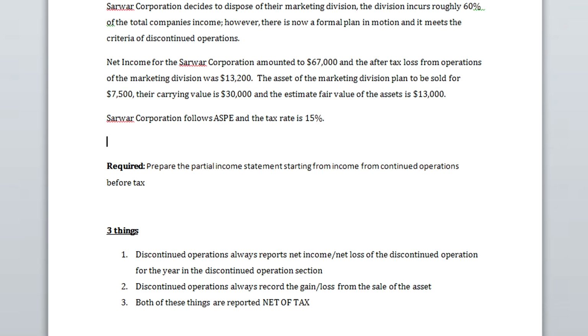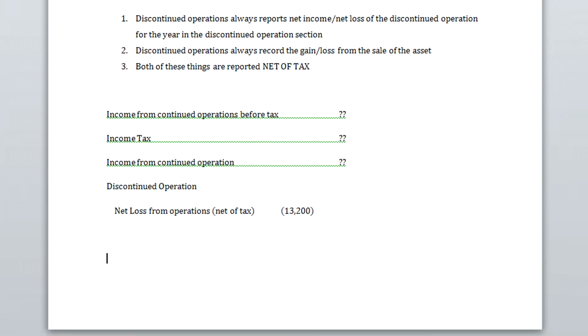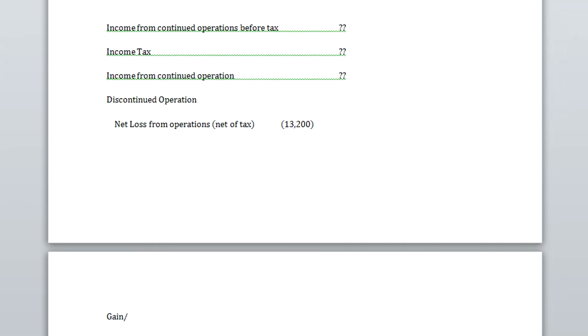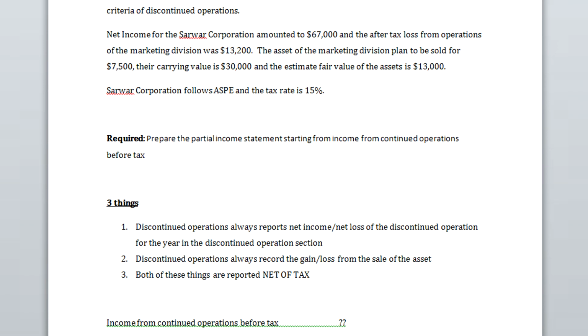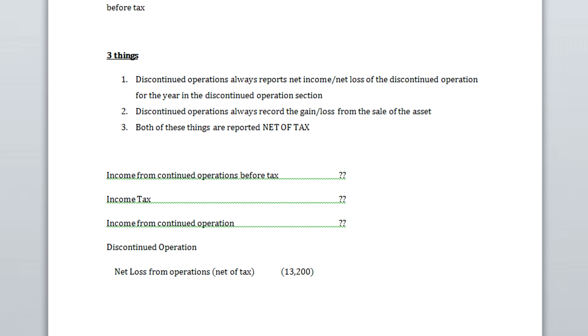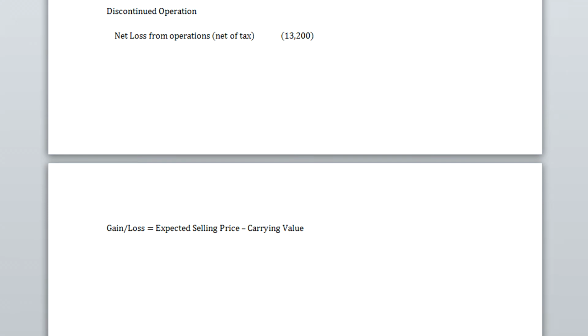Okay, so in order to calculate a gain or loss, right, you're going to need to know this calculation, so I would take note of it. Gain / loss equals expected selling price subtracted by our carrying value. Okay? This is what gain / loss equals. Okay? So, let's check back. Do we have any of these? Yes, we do. The asset is planned to be sold for $7,500. So, our expected selling price equals $7,500.